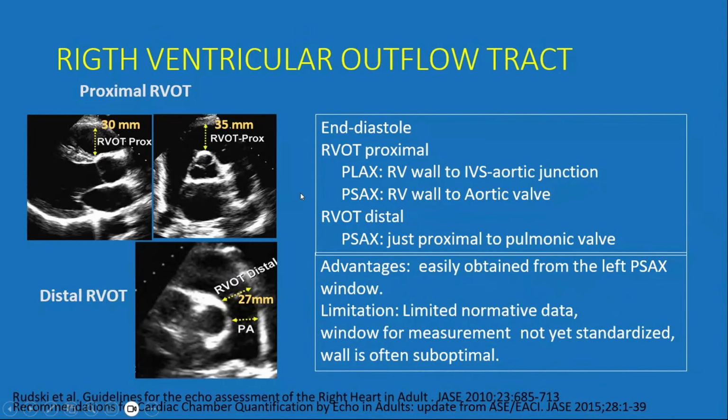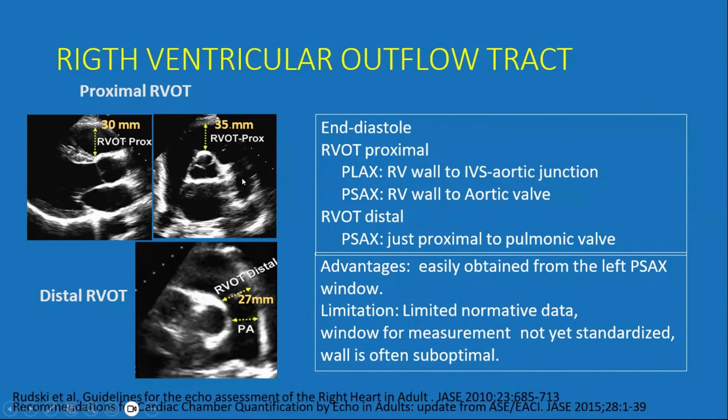And how do we estimate? See, RV wall to the IVS-aortic junction. Okay? Not like this. It has to be measured from this junction to the RV wall. So this is how we measure, and this is the proximal RVOT. This is also the proximal RVOT. Look carefully at the dimensions, more than 30. So in arrhythmogenic right ventricular cardiomyopathy, this can be dilated. All right. So if you do not measure, you would not know it.